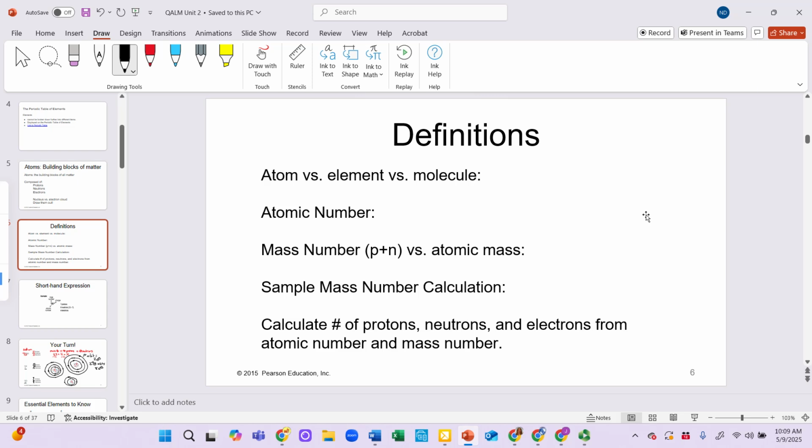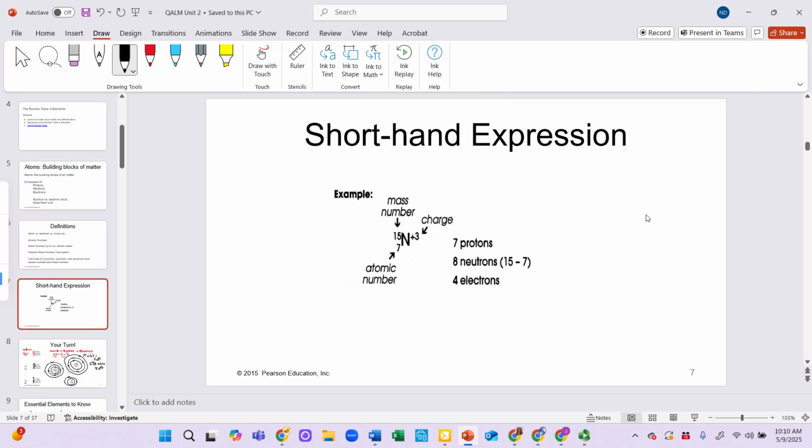The atomic number is how atoms or elements are arranged on the periodic table of elements. The atomic number is the number of protons in the nucleus. The mass number is the number of protons plus neutrons, while the atomic mass takes into consideration the very small mass of electrons. So mass number is usually a whole number, atomic mass usually has a decimal. This is a shorthand expression for an element that shows the symbol. This one happens to have a charge, and then a mass number and atomic mass.